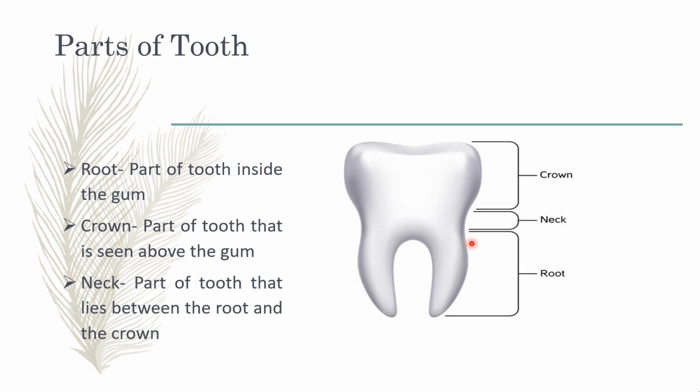Main parts of tooth are: first one is root, second one is crown, third one is neck. Root is the part of tooth which is present inside the gum. Crown is the visible portion of the tooth, the part we can see, present above the gum. Neck is the part of tooth which is present between root and crown.